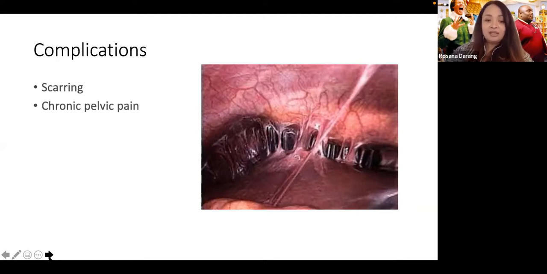Chronic pelvic pain is also a complication of PID. Like I've said, ectopic and tubal pregnancy, and of course, infertility.